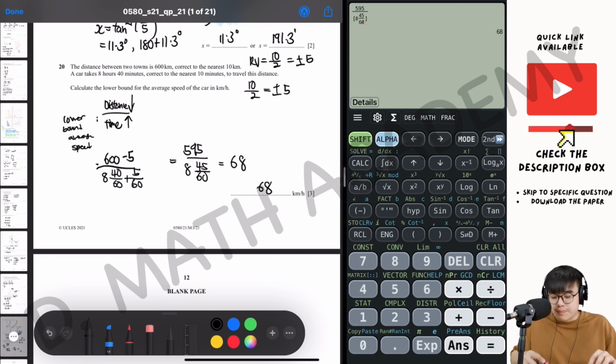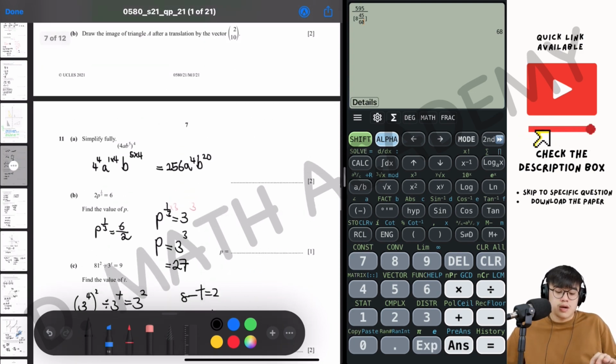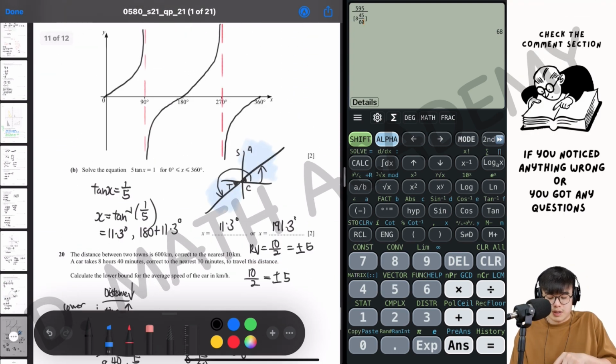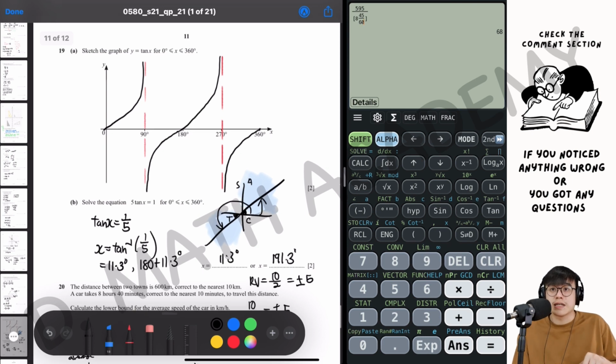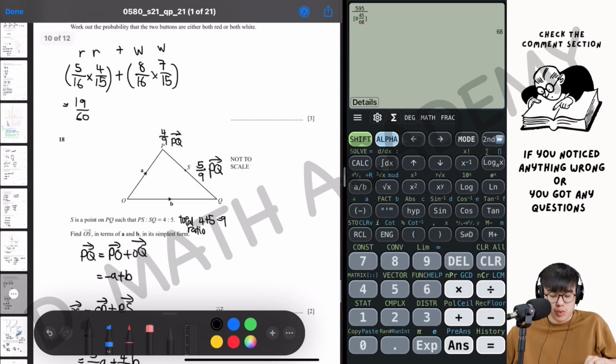Overall, this paper is pretty straightforward. I would say the question that you might get confused by will be this one only, the one from question 19. Question 20 here, I won't consider this upper bound lower bound question as hard, because it's pretty much the typical question that you see all the time for upper and lower bounds. So that's pretty much it.